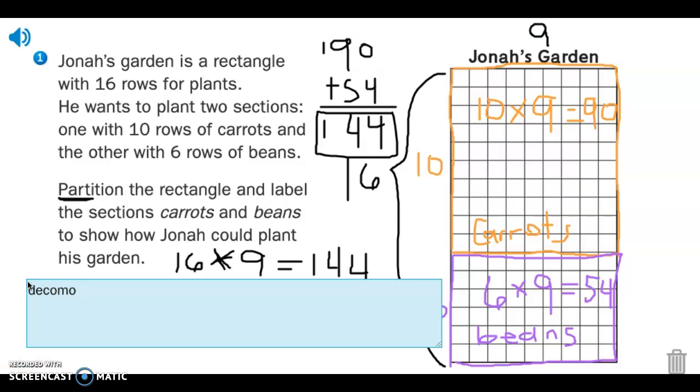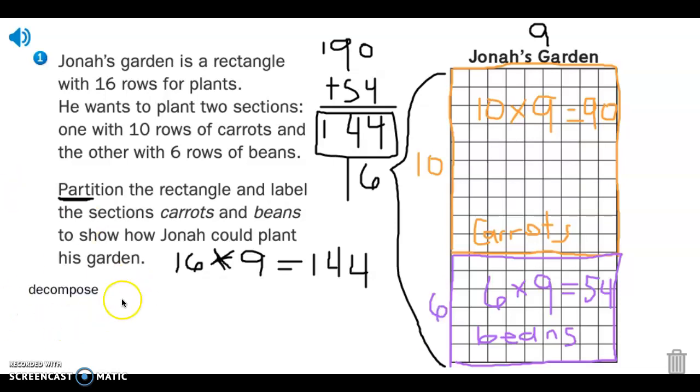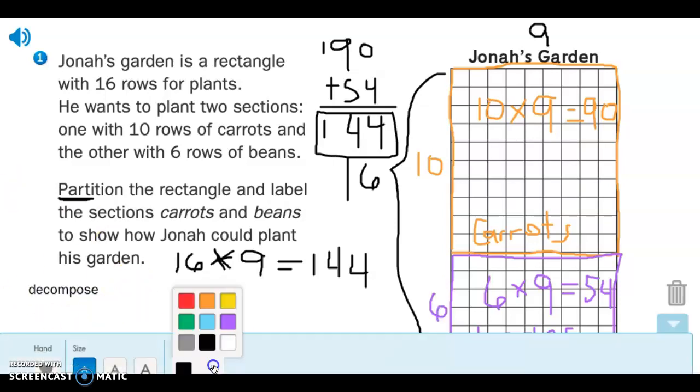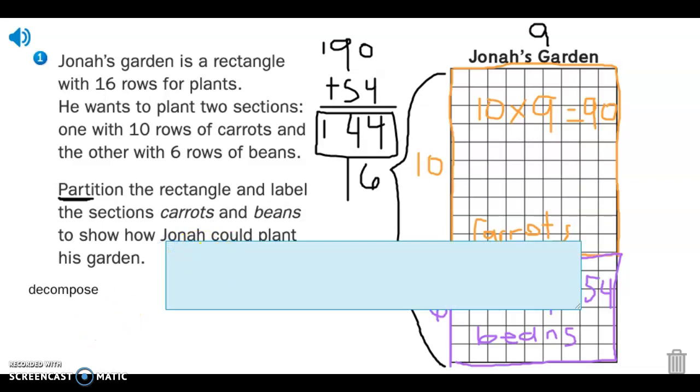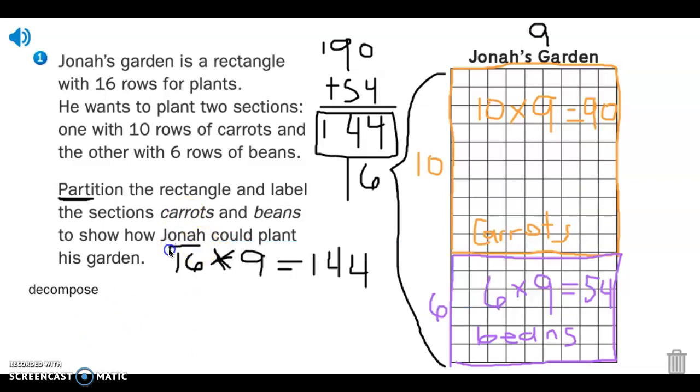decompose, which means to break it apart. So we chose to leave 9 because 9 is a factor we know how to multiply, but we chose the larger factor, 16, to decompose or break apart. Well, what did we break 16 apart into? We broke it apart into 10 and 6.